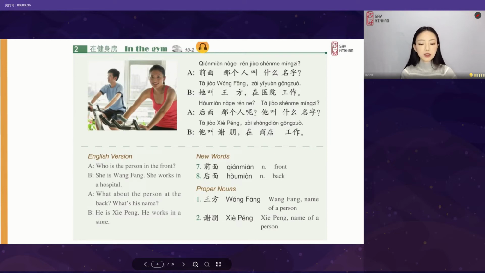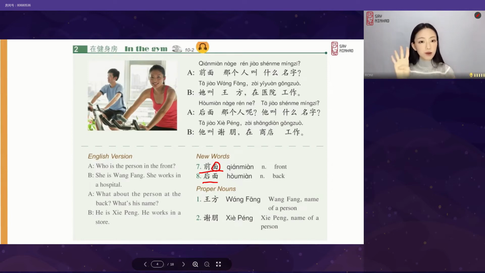So we can see here are 2 new words and 2 proper nouns. First one is 前面，前面. We see 面 here, which is really familiar. We learned it from 上面 and 下面, right? And here, 前面 means front. And next one, 后面 means back.